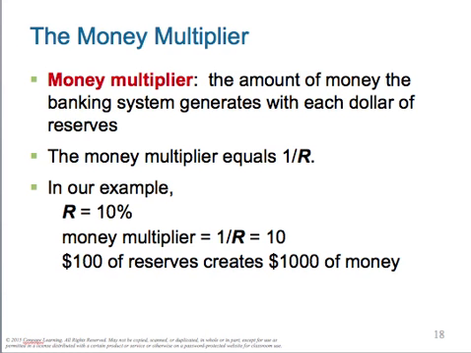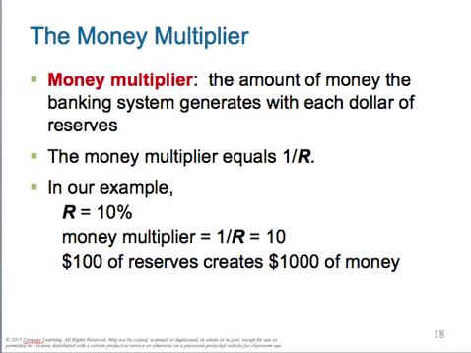This is called the money multiplier. The money multiplier is the amount of money that the banking system generates with each dollar of reserves. The money multiplier equals 1 divided by R, the reserve ratio. In our example, R equals 10%. Thus, the money multiplier is 1 divided by R equals 10. Okay? And you just multiply that by that 100. So the $100 of reserves creates $1,000 in money.